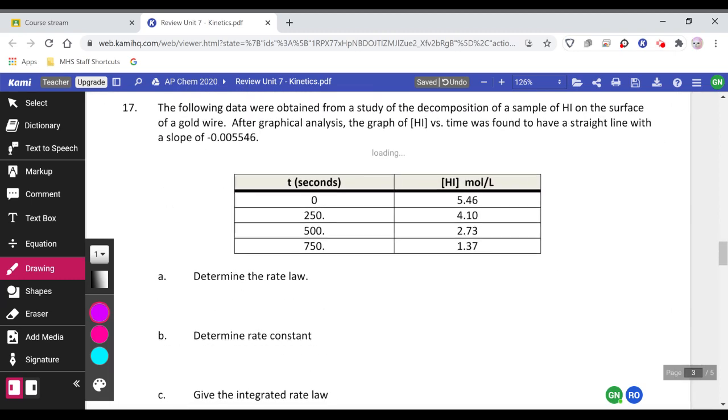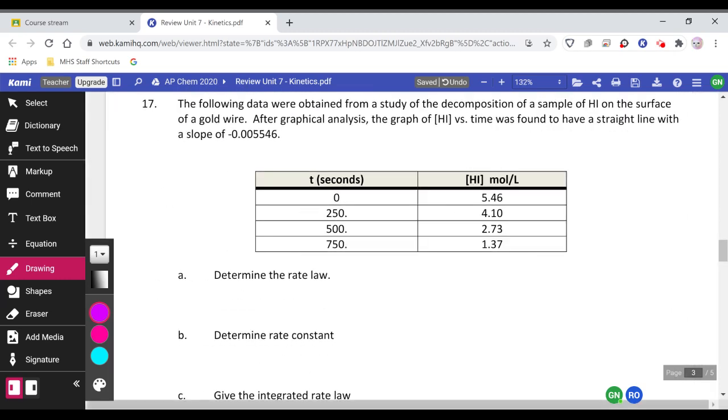Okay, 17. The following data were obtained from a study of the decomposition of a sample of HI on the surface of a gold wire. After graphical analysis, the graph of the concentration of HI versus time was found to have a straight line, and there's your slope. So since the concentration of HI versus time gave us that straight line, what order of reaction is this? 0. Good. We are 0 order here.